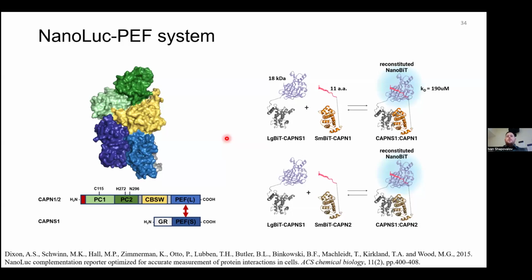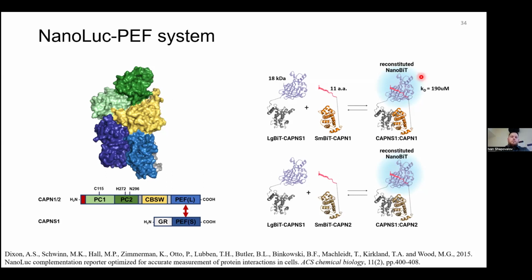The way split nanoluciferase works is you start with your proteins of interest. In our case, it's PEF domains of Calpain-S1, Calpain-1, and Calpain-2. And you express them as fusion proteins with large bit and small bit of the split nanoluciferase system. When your proteins of interest interact, that reconstitutes the luciferase, and that's detectable as luminescent output from your reaction. However, if you were to introduce some agent that disrupts this interaction, that would result in the reduction of the luminescent signal, and that's how you would detect that you've inhibited the interaction.